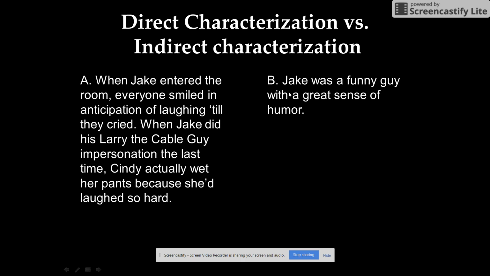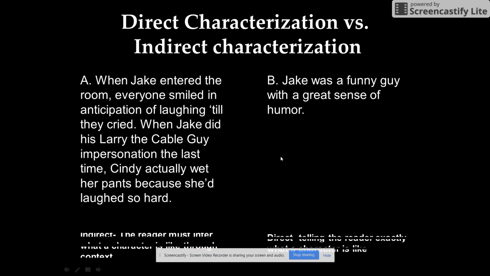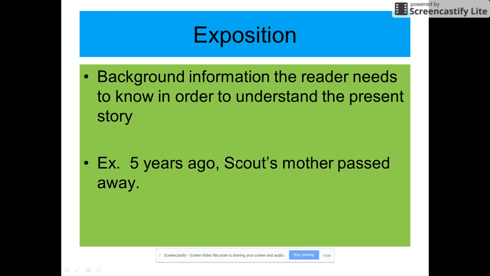However, with this example, it says Jake was a funny guy with a great sense of humor. So we are getting a direct reference for what type of character Jake is. So indirect characterization is when you have to infer what the character is like through dialogue or through other context in the story. Direct characterization is when the author directly tells us specifically what a character is like.